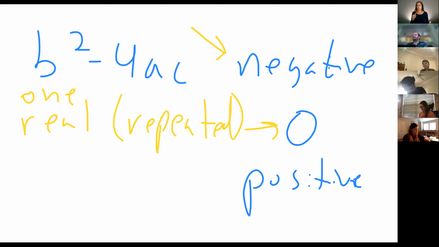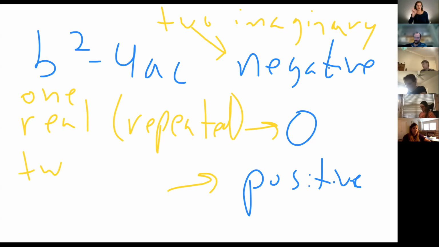If it's a negative number in the square root, what did we do with that negative in the square root? It comes out as an i, or an imaginary number. So this is two imaginary solutions. We get 1 repeated solution if it's 0. If it's positive, it's a real number, and we get 2 real solutions.